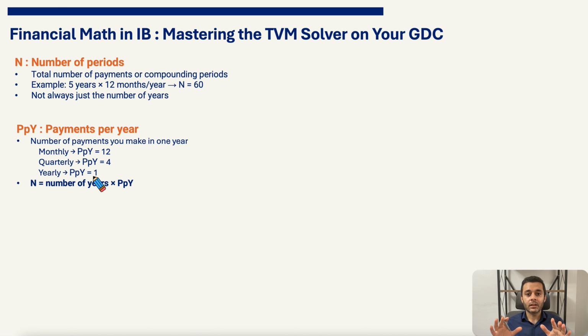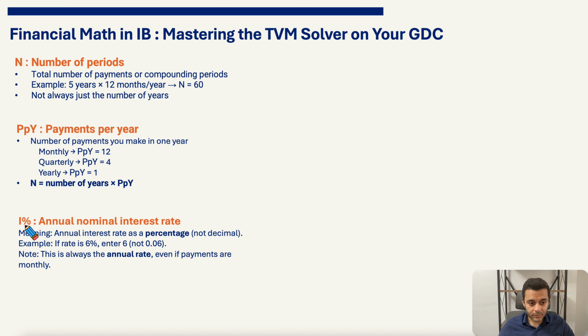Now keep in mind that PPY and N are strongly related to each other. If PPY is monthly, like 12 times a year, then N will be the total number of months. If PPY represents quarterly, then N will be the total number of quarters in that case. And here we have the relation that connects them both. N will be the total number of years multiplied by the PPY. So here, as you see in this example, N will be 5 multiplied by 12, which is 60, using this formula again.